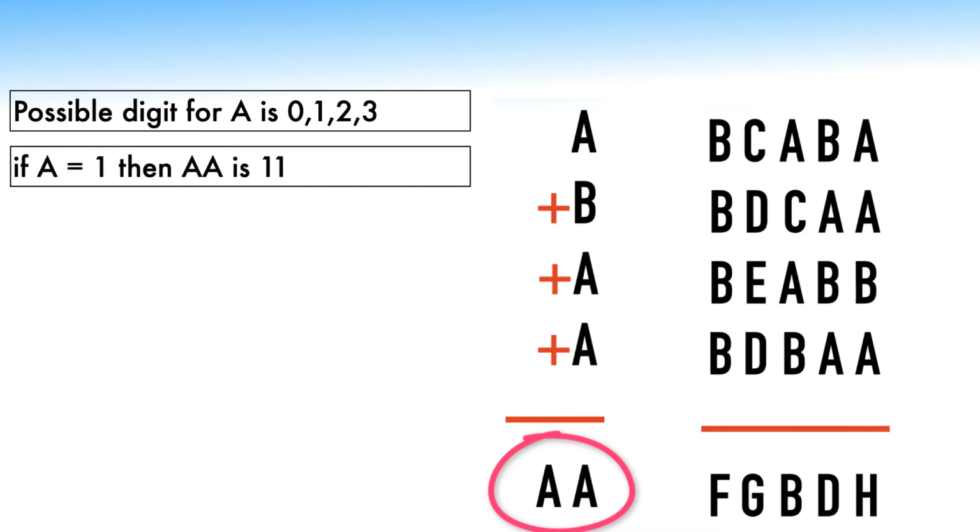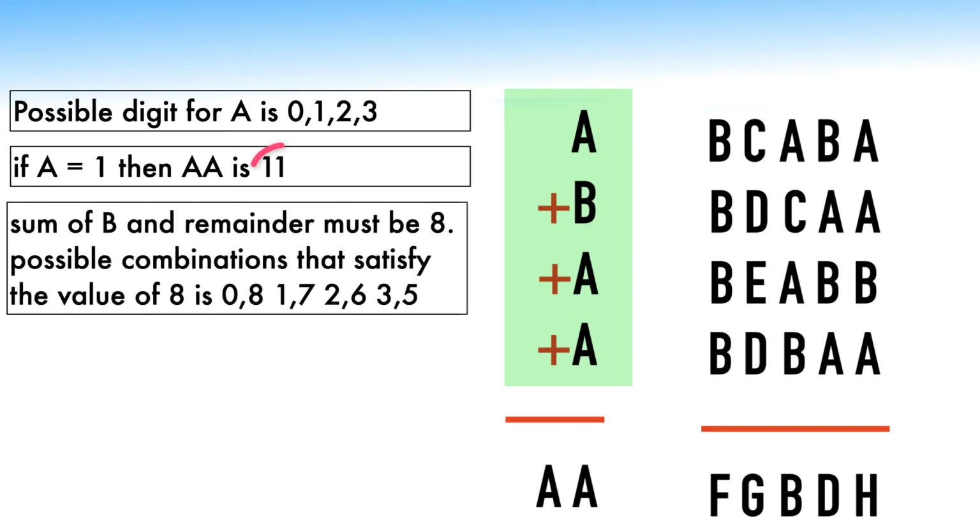If A equals 1, then AA is 1, 1. In the last column, letter A is repeated thrice. The sum of 3 A's will yield 3, and to get the value 11, the sum of B and remainder must be 8. Now the possible combinations that satisfy the value of 8 are 0, 8, 1, 7, 2, 6, 3, 5, where the first digit is the remainder and the second digit is the value of B.